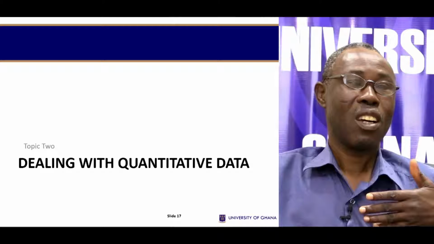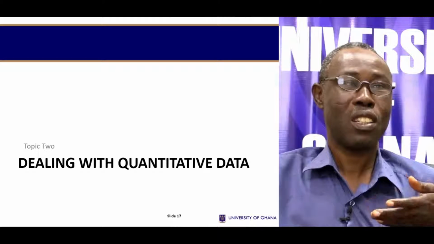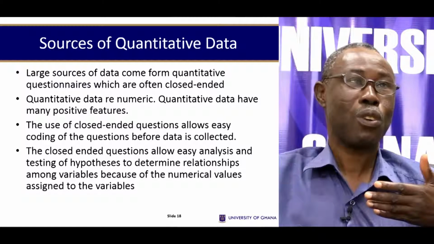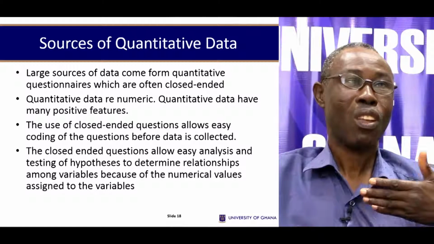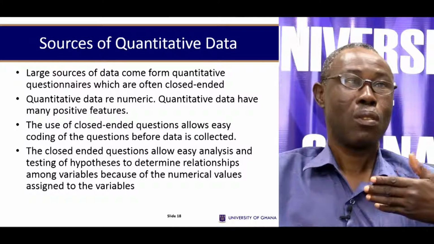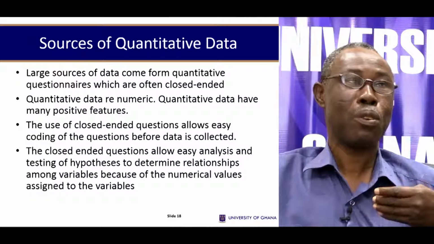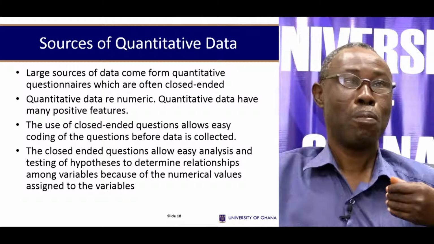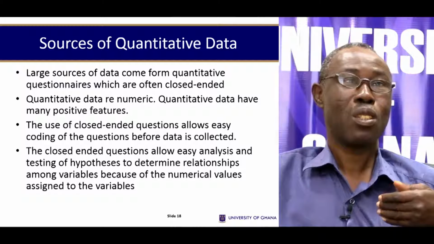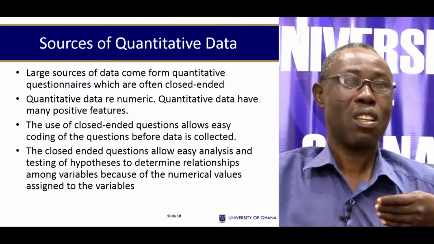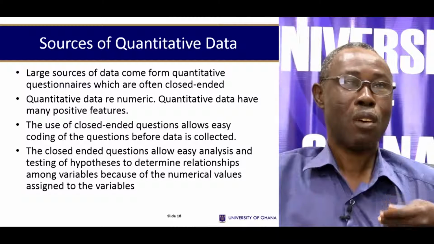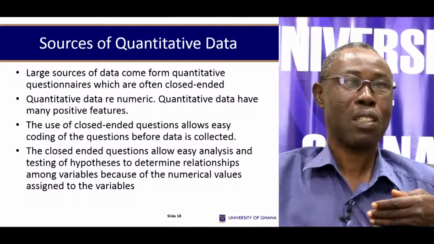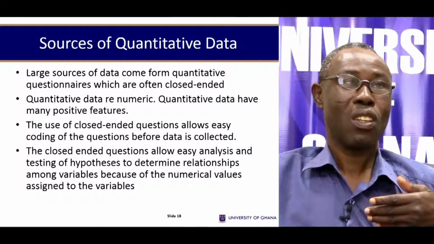So, how do we deal with quantitative data? There are several sources of quantitative data, the major source being questionnaires. And once we get a questionnaire, mostly the questionnaire is closed-ended. It means the variable must have categories attached to them, and the respondents must tick from the categories.